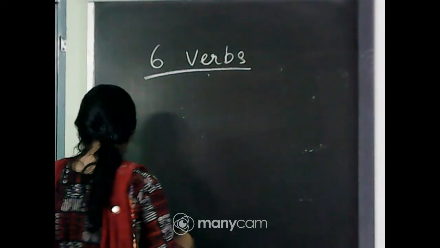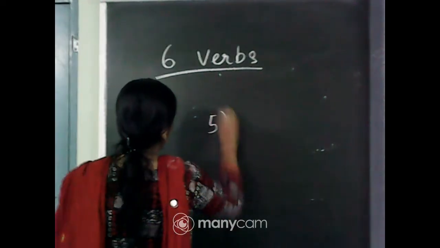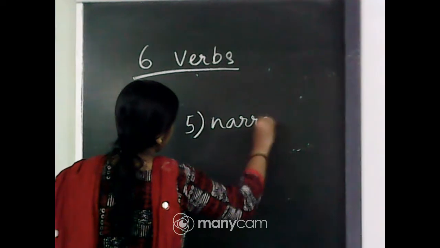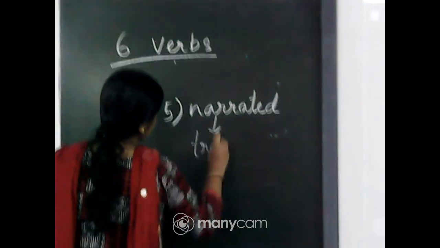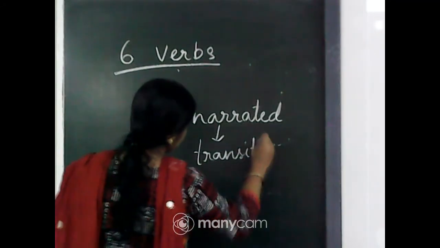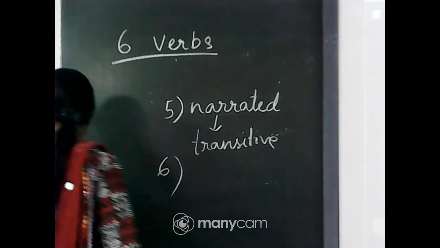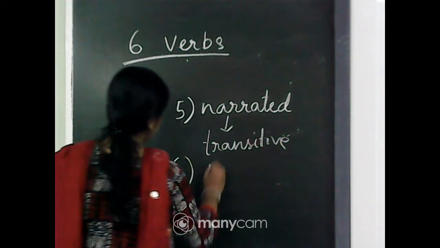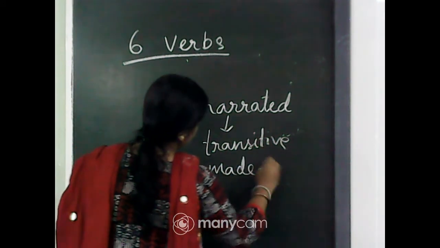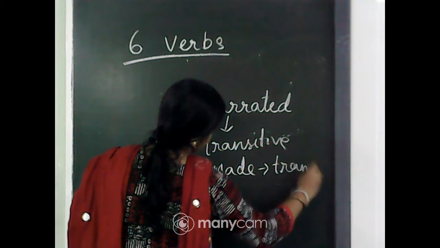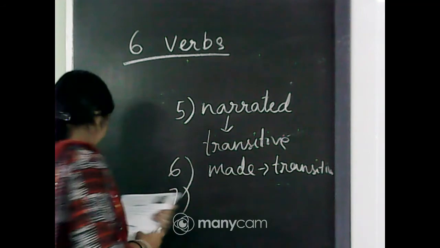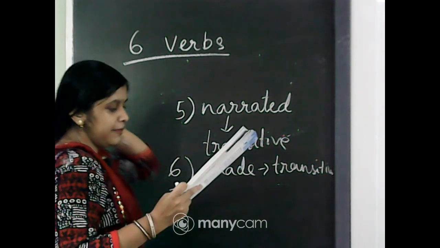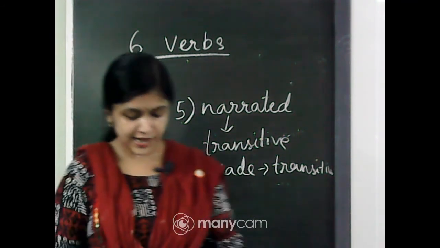Come to number 5. Number 5, narrated, transitive. Number 6, made, transitive. Number 7 is intransitive. Number 8 also intransitive. Okay, 7 and 8 intransitive.